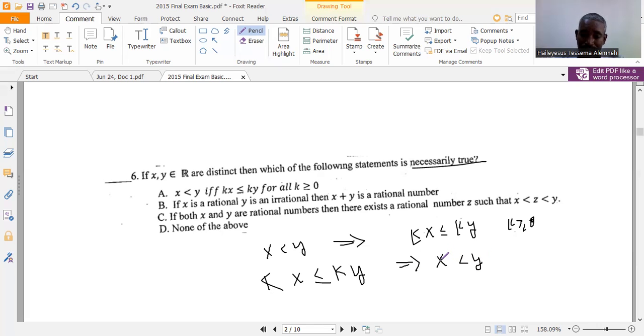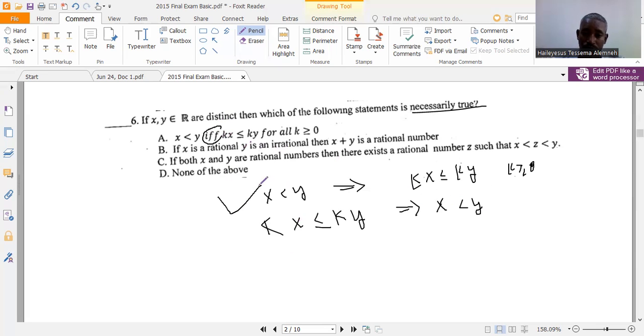It is a biconditional, so does the biconditional hold? No. The first direction holds because when x is less than y, clearly kx is less than or equal to ky. If k is 0, for instance, 0 is less than or equal to 0. But if kx is less than or equal to ky, that cannot imply that x is less than y.